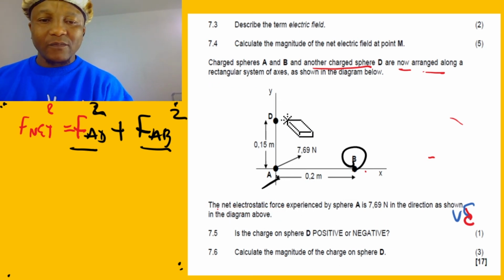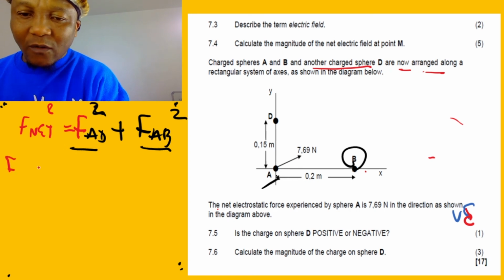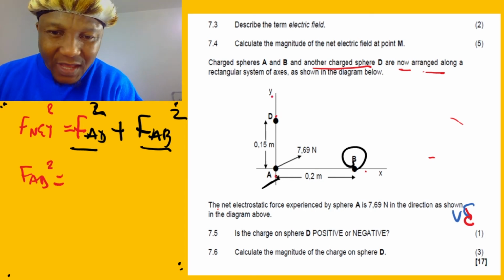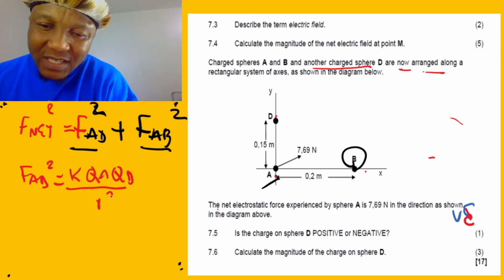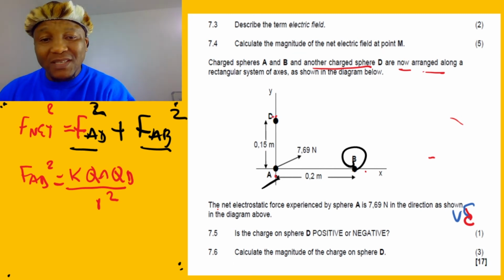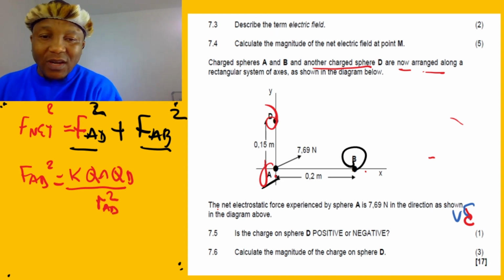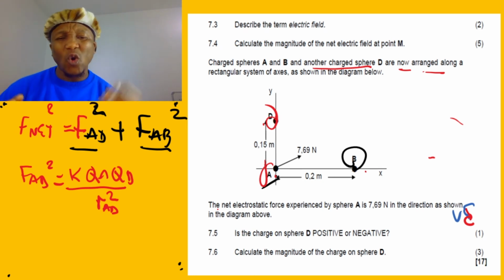So for that case now, let me find the force AD squared. What is AD? It means from here to there. So I'll say, okay, K times quantity of A times quantity of D over the distance squared, meaning the distance from A to D. So the square of the radius of AD means the square of the distance AD. But like I told you, whenever you deal with the forces, just ignore the sign.